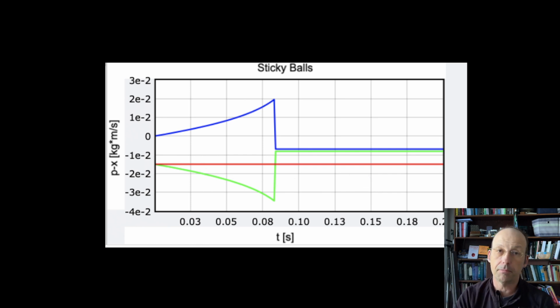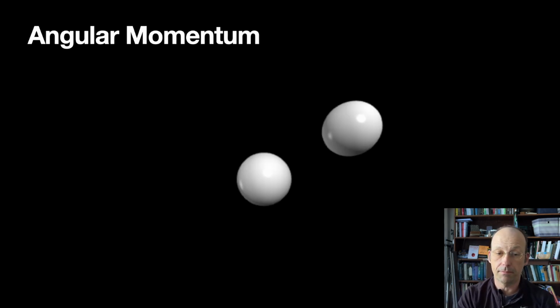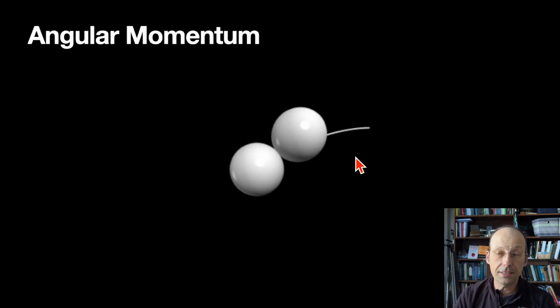But there's a problem. Do you know what the problem is? The problem is angular momentum, right? So these collide, and angular momentum is not conserved. That's not what should happen, right? They should rotate or something.